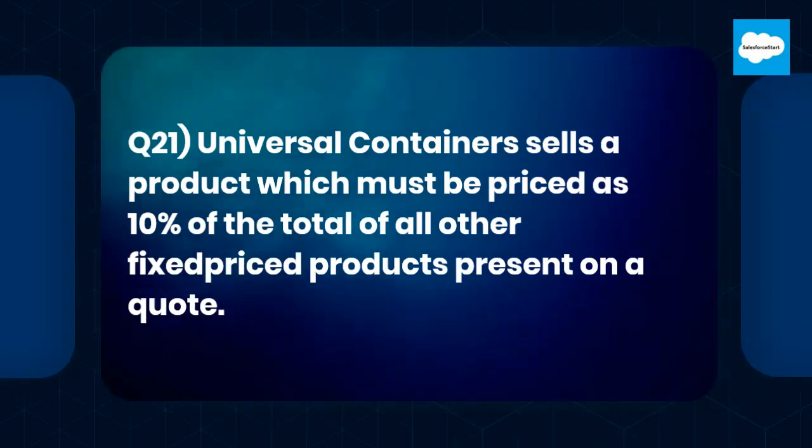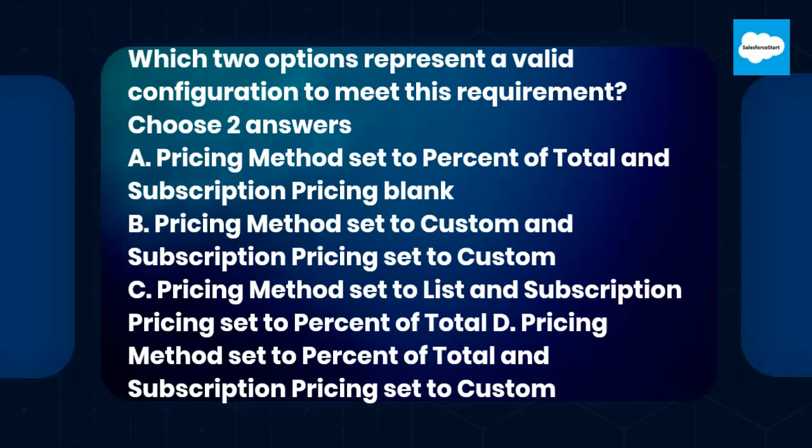Q21. Universal Containers sells a product which must be priced as 10% of the total of all other fixed-priced products present on a quote. Which two options represent a valid configuration to meet this requirement?